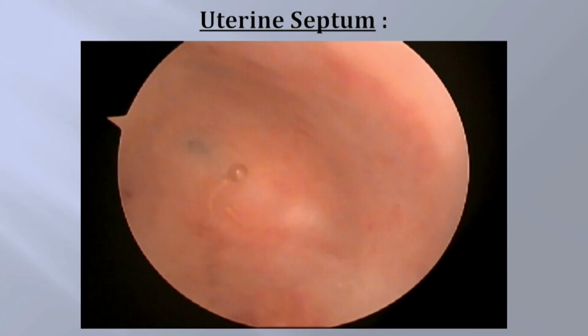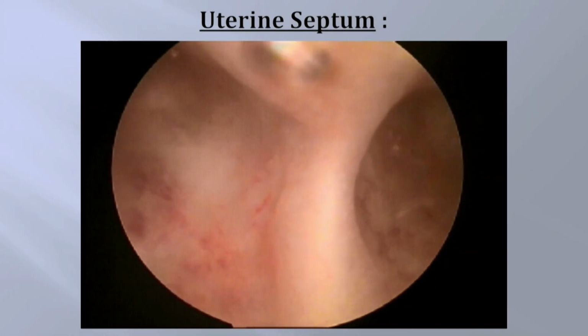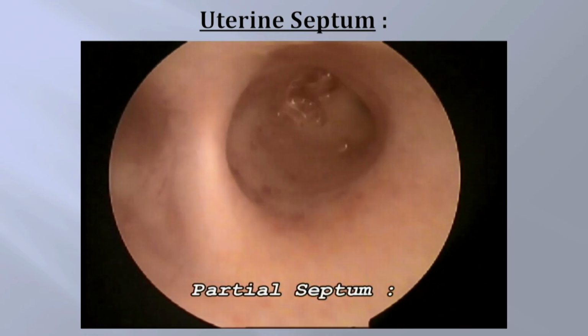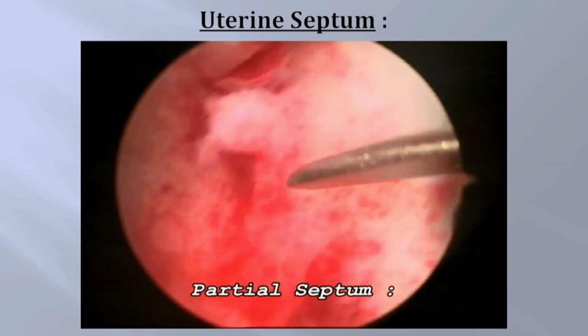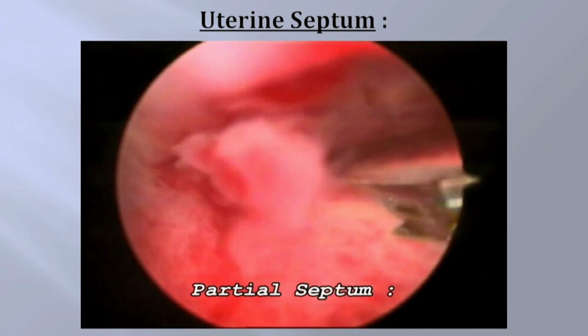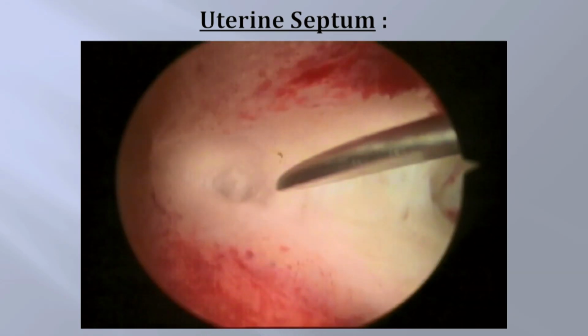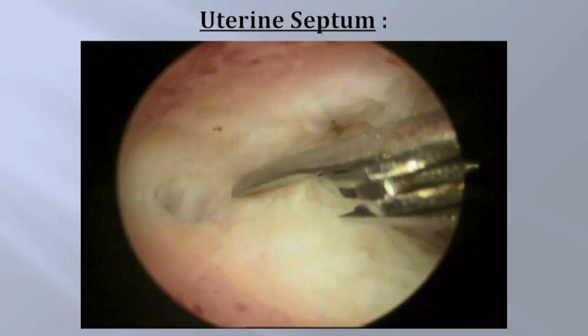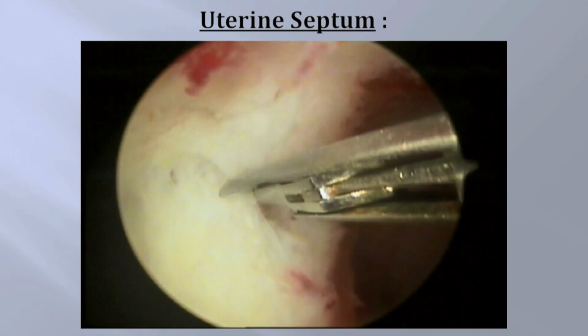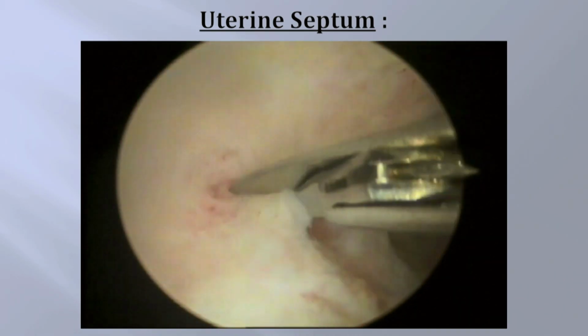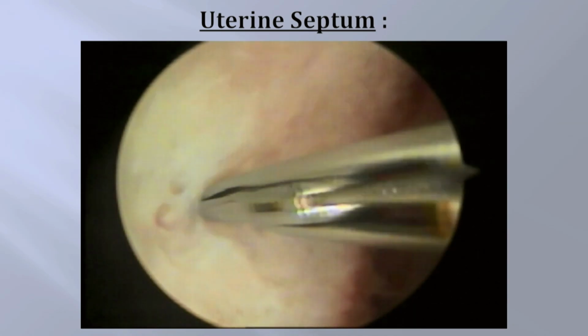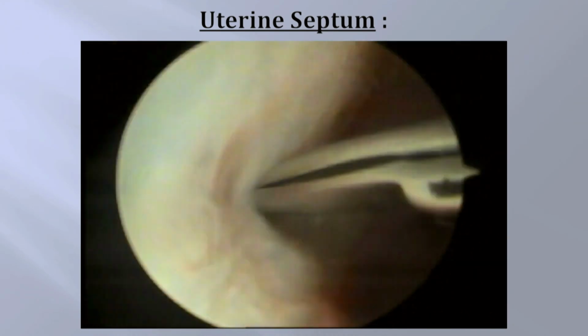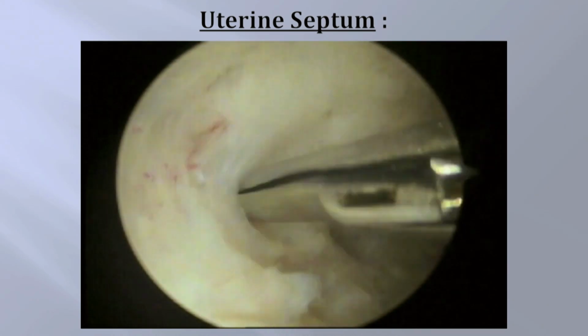Here is another case of uterine septum in which a partial septum is seen. It is very much evident that from the internal os you can see a partial septum. It has been dealt with a mechanical scissor. The technique here is you just cut the septum till the level of the ostia, that straight line should be there. Over correction should not be done. Under correction is always better.